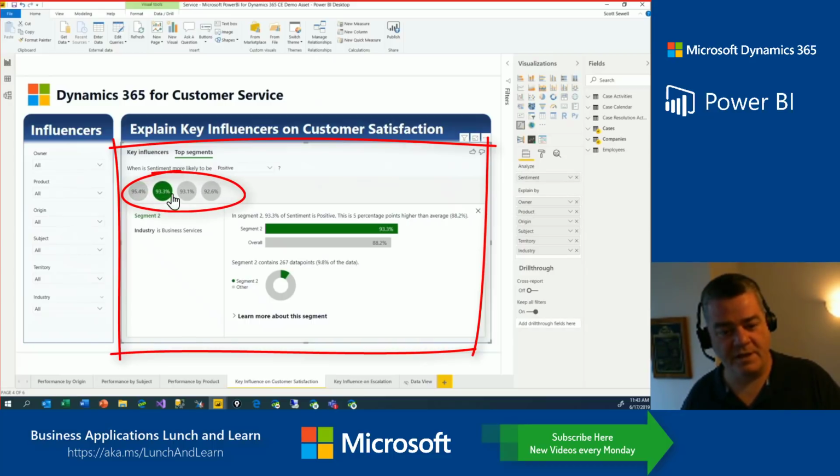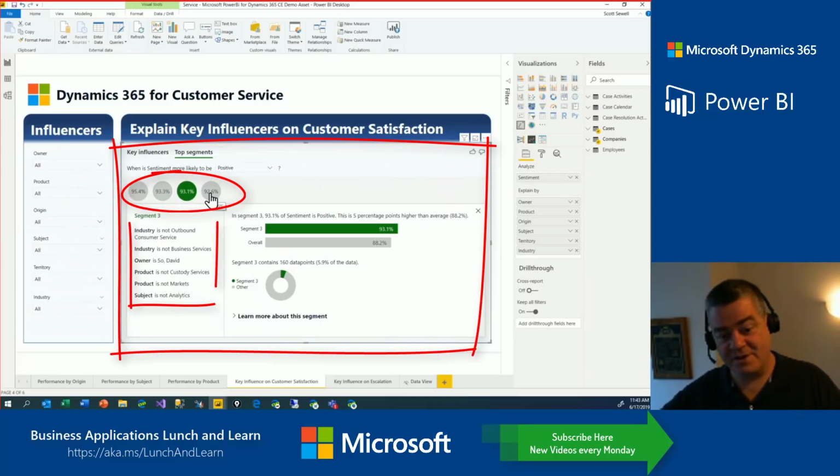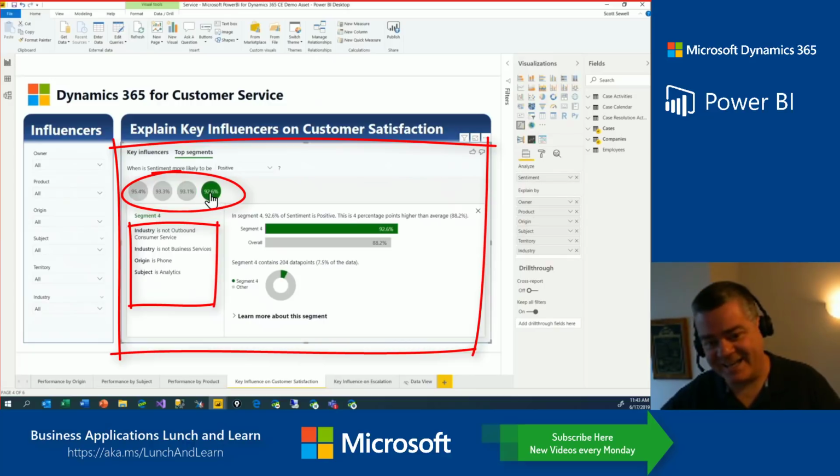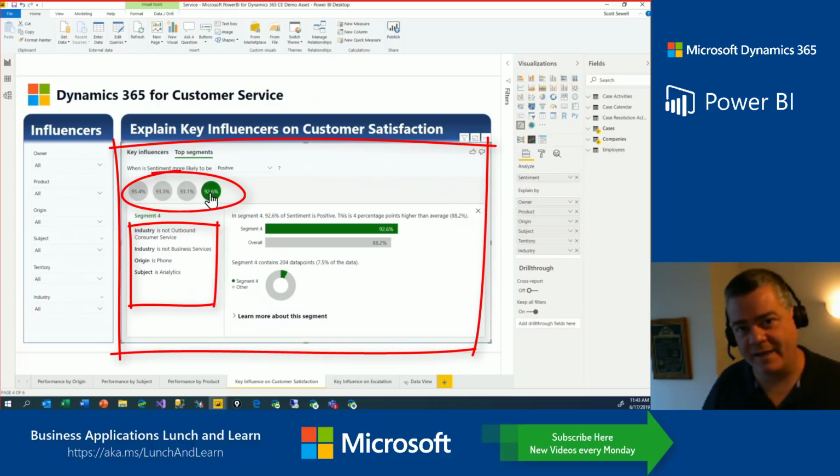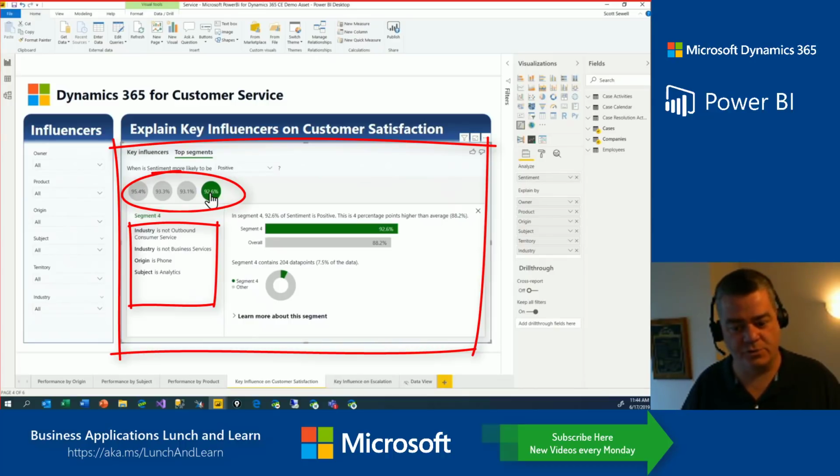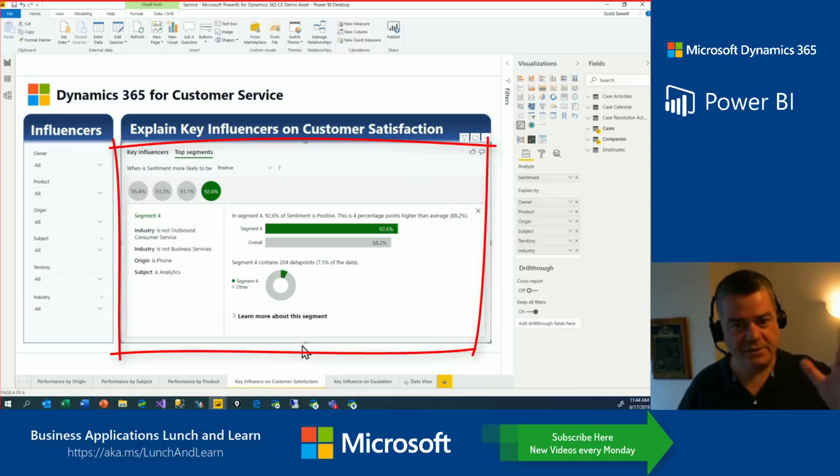If I look at another one, it's if industry is business services, or if the industry is not outbound and it's not business services and the owner is David. It's just a way of slicing and dicing the data in different ways to say, tell me what are we doing right? Where do we need to improve our customer service? That's just looking at that outcome of customer service.